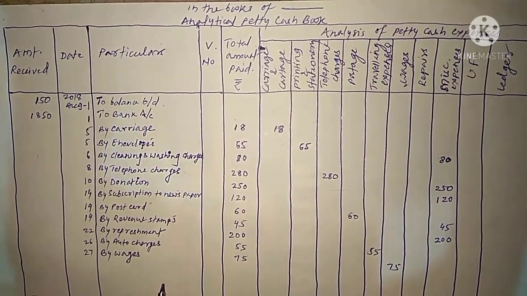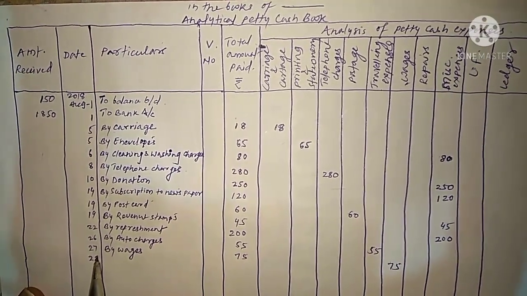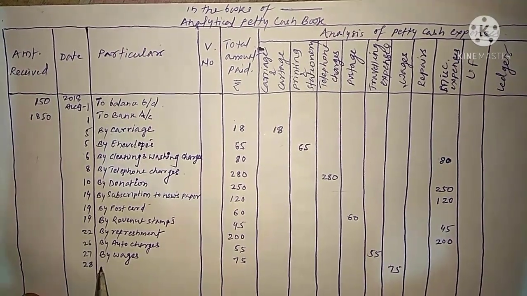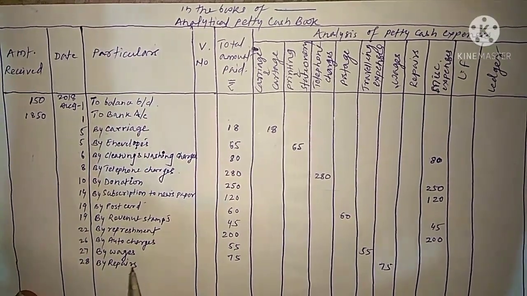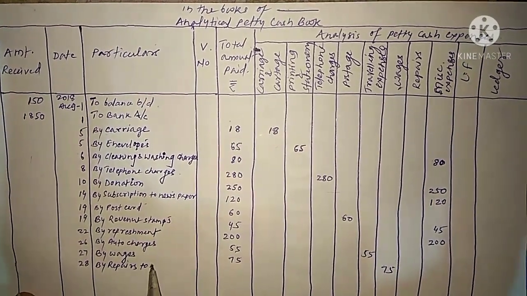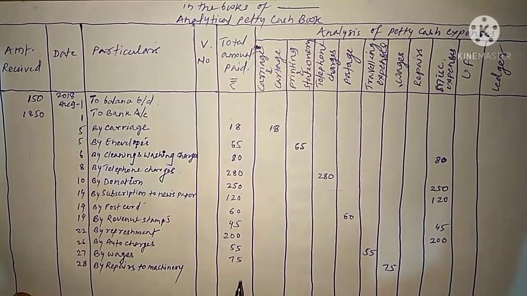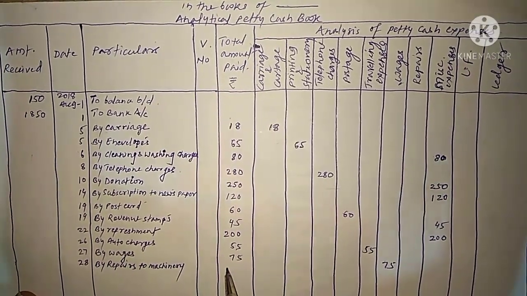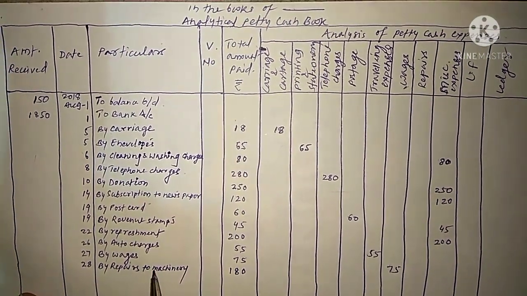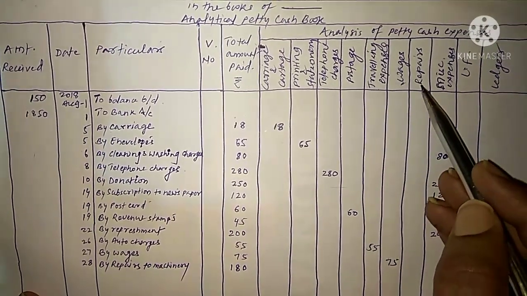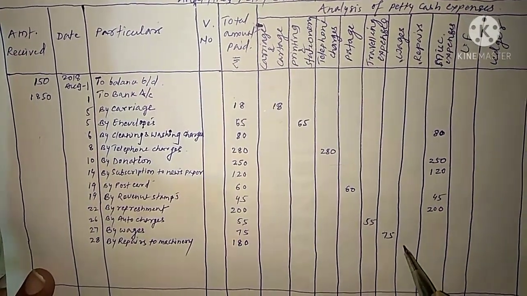And then transaction on 28th August. Paid for repairs to machinery. So here we have to write by repairs to machinery. Amount is 180. For these expenses we have an accounting head, that is the repairs. So we have to shift this 180 to this accounting head, 180.